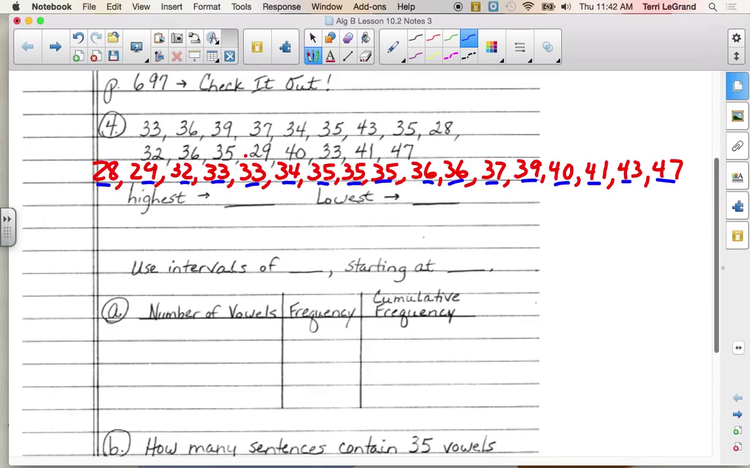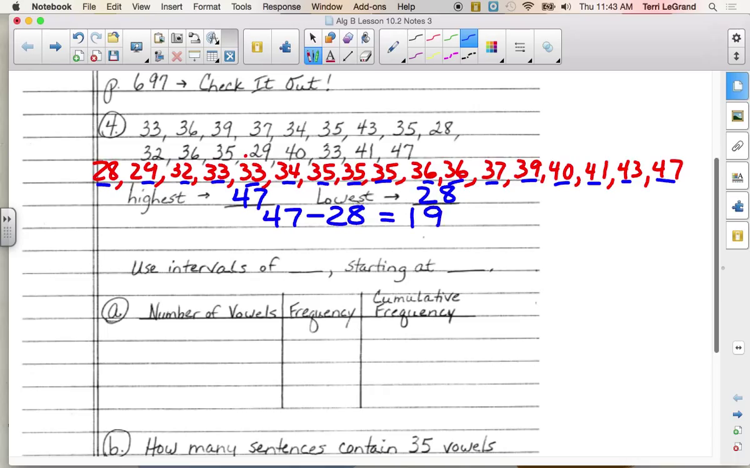Now, the reason that I'm having us identify the highest first and the lowest after this is because we're actually doing a subtraction problem to find our interval. So what's the highest? 47. And the lowest is 28. So 47 take away 28 equals 21? No, 19. Yeah, 19. I was trying to do it in my head.